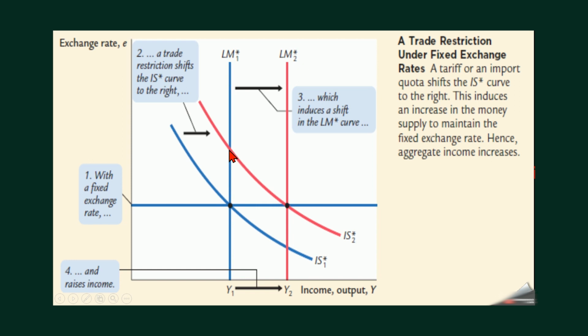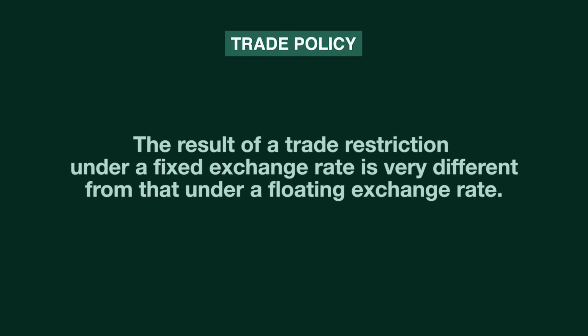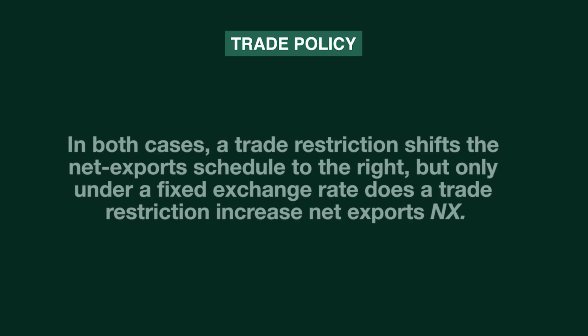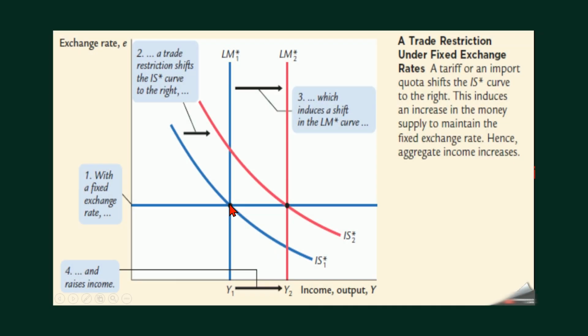However, the central bank is committed to keeping the exchange rate to this blue line, which is fixed. Now, what will happen in this case? Now, the impact of a trade restriction in a fixed exchange rate system will have a totally different impact from that we had in a floating exchange rate system. In both cases, the trade restriction shifted the net export curve to the right, but only under a fixed exchange rate system will the trade restriction lead to a rise in net export. This is because, as the exchange rate rises, the central bank will try to balance by shifting the LM curve to the rightward as if there is an increase in the money supply in the economy.